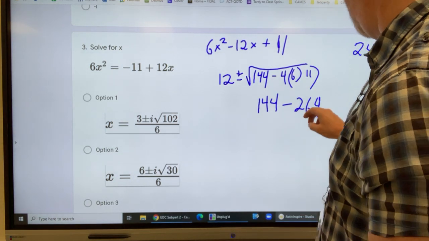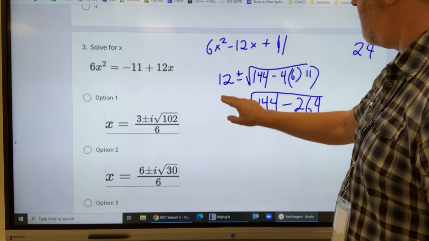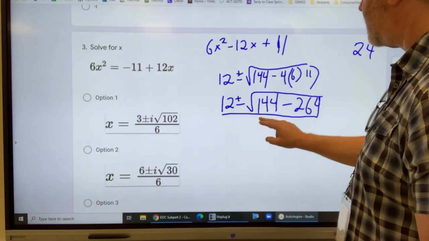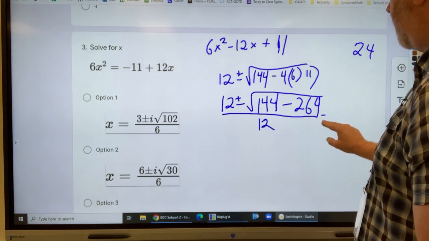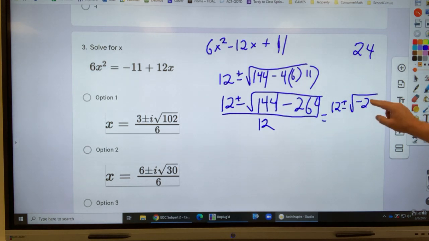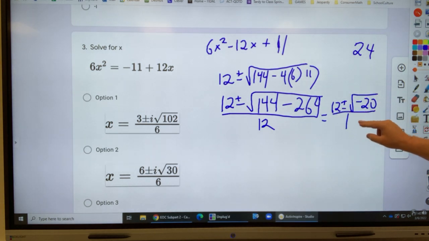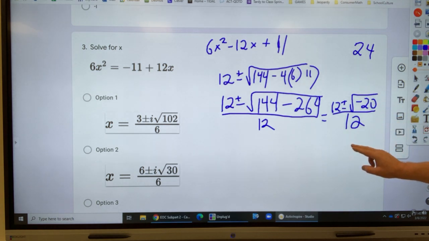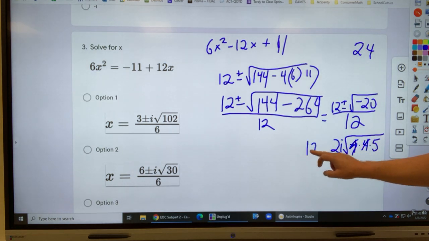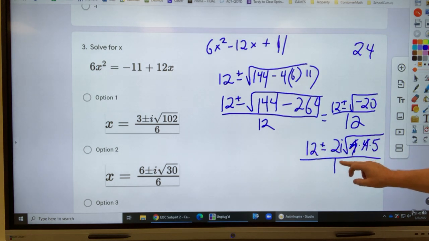Yep, 264. Sorry, I should have gone ahead and done the denominator, but I know that that's over 2a, which is going to be 12. This is going to be 12 plus or minus the square root of negative 20 over 12. The negative 20 is going to turn into, I'm going to split it up into negative 1 times 4 times 5. The 4 has a square root, it's 2. The negative 1 has a square root, it's i. The 12 is still out here at the beginning. This 12 is still underneath.